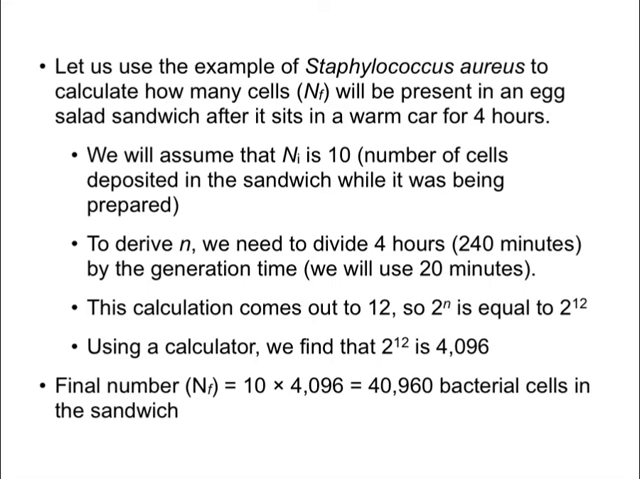So when we divide 240 by 20 minutes, we end up with the number 12. So N is 12 generations. So 2 to the N is equal to 2 to the 12, because remember, little n is the number of generations that we have. When we plug 2 to the exponent 12 into a calculator, we find out that we have this huge number of 4,096 bacteria. So now we can plug that into our equation.